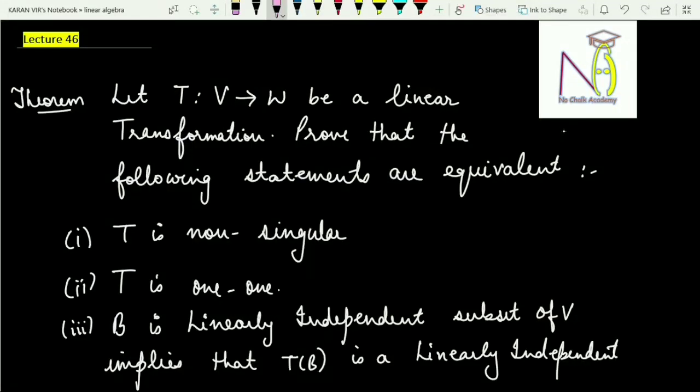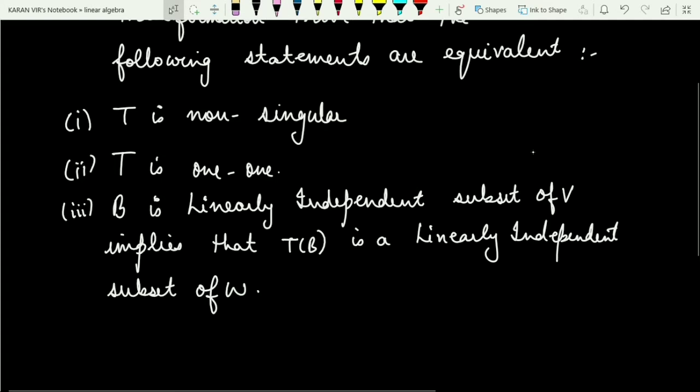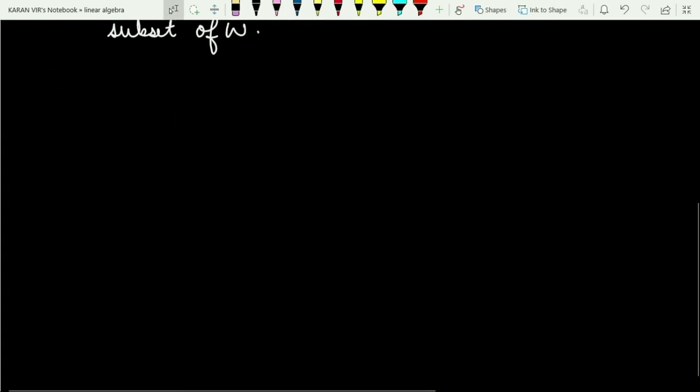In this video lecture, I will discuss a very important theorem which states: let T be a linear transformation defined from a vector space V to W. Then I have to prove that the following statements are equivalent to each other. The first statement is: if T is non-singular, this implies T is 1-1. And if T is 1-1, it implies that if B is a linearly independent subset of V, then T of B is a linearly independent subset of W. And similarly 3 will imply 1. So if I consider the third statement, it will imply that T is non-singular. So let us prove this theorem step by step.